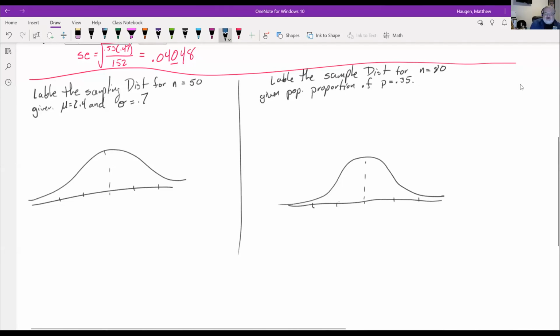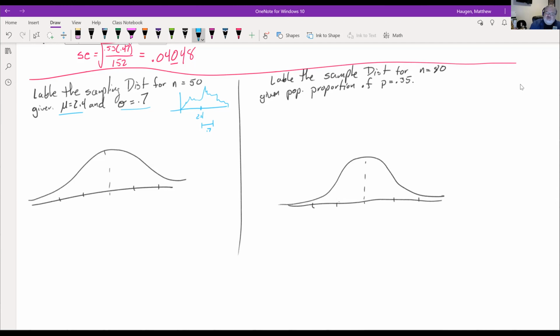So in this first question, we're told we have some population, and this population has an average and a standard deviation. So this original population is some distributed data that has some sort of average at 2.4 and some standard deviation at 0.7. We don't know how it's distributed. It might be normally distributed. It might be skewed. It might just be chaotic.